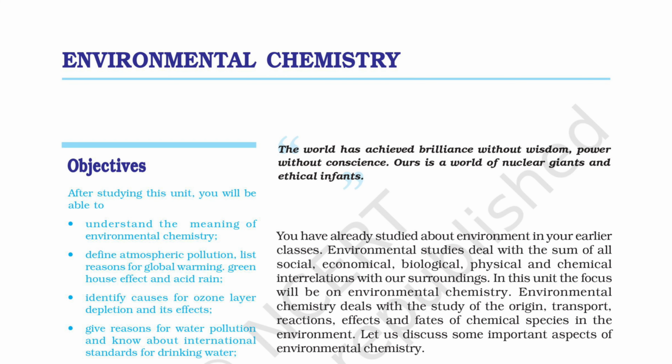Acid rain. We are aware that normally rainwater has a pH of 5.6 due to the presence of H+ ions formed by the reaction of rainwater with carbon dioxide present in the atmosphere. H2O + CO2 gives H2CO3. H2CO3 gives H+ + HCO3-. When the pH of the rainwater drops below 5.6, it is called acid rain.